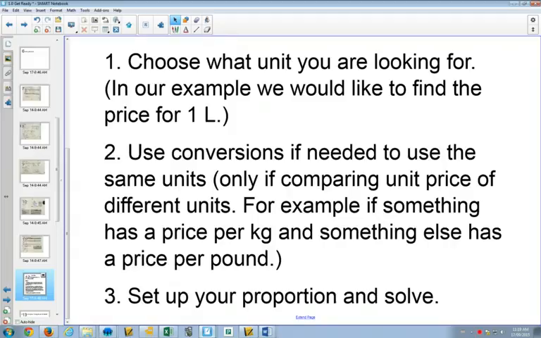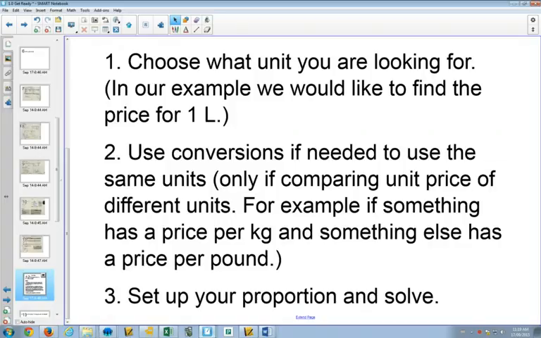Or it might be the case that you're going shopping in the United States, and now all their prices are in pounds and ounces, and your prices that you're used to are in kilograms and grams. So you'd have to convert between them if you were going to compare, is it a better price at home or is it a better price when I'm shopping in the US? So we're going to see some of those ones, but when a question like our first one here is just asking for the unit price, we can ignore step 2.